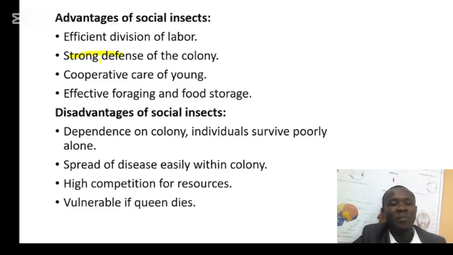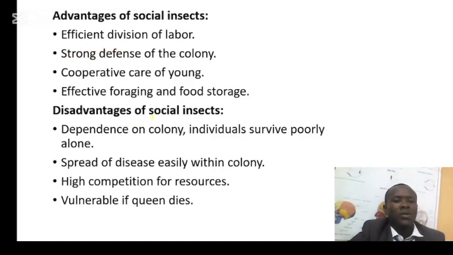And cooperative care of the young, we have the workers that their role, some of them will just be there to care for the young. So the young will be well cared for. And we have effective foraging and food storage. We have the workers there that have to go and find food and they store that food. Even in the case of droughts, they will have that stored food that they can use to feed the entire colony.